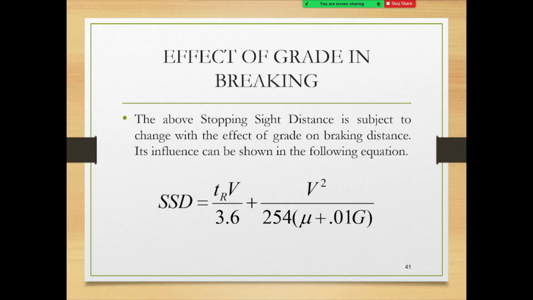And the effect of grade, if there is a grade along the road. Grade along the road means it is not flat. The above stopping sight distance is subject to change with the effect of grade on braking distance. Its influence can be shown in the following equation. So there is another 0.01 g. If they say the grade of the road is 3%, you just put 3 here. Don't put the percent sign also. That is why there is 0.01. And the others are all the same.